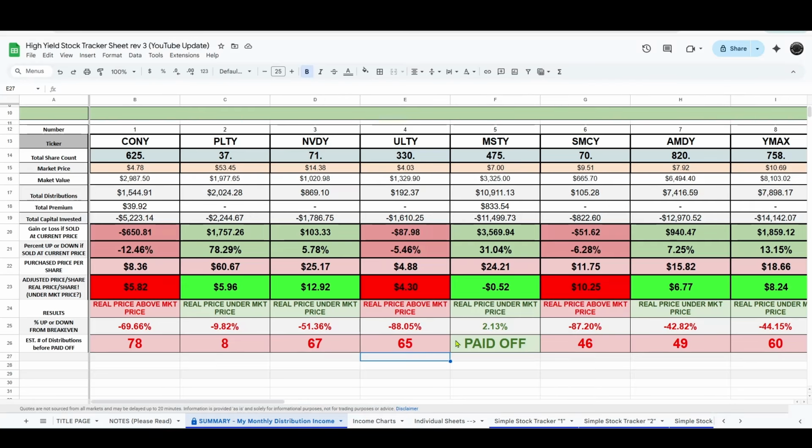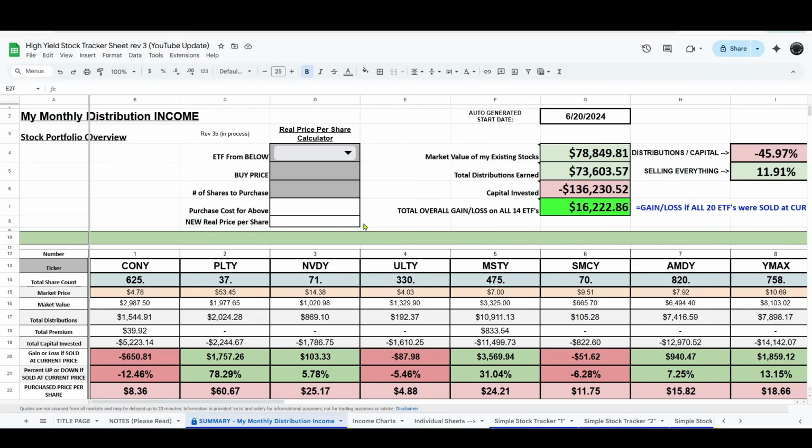And the last thing I wanted to show you was in my summary page, I now have a real price per share calculator right here. Now, this is not yet available as this is a Rev 3B in process, okay? The 3A, which is this same information, just pretty much minus the calculator and a couple other little tweaks that I did make and corrected.